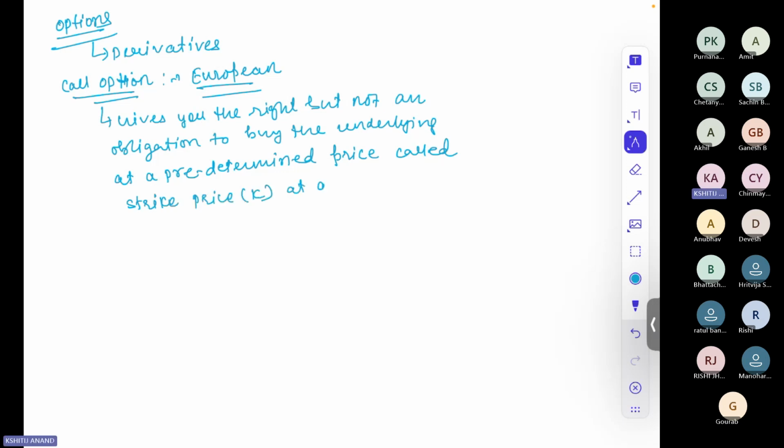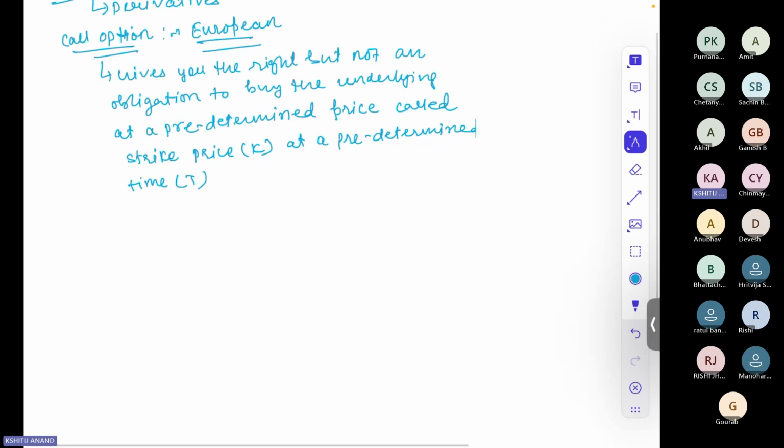At a predetermined date. So basically you will be able to exercise it only at a predetermined date, right? If it is a European option. So basically, a call option gives you a right to buy, but not an obligation to buy, an underlying at a predetermined price.